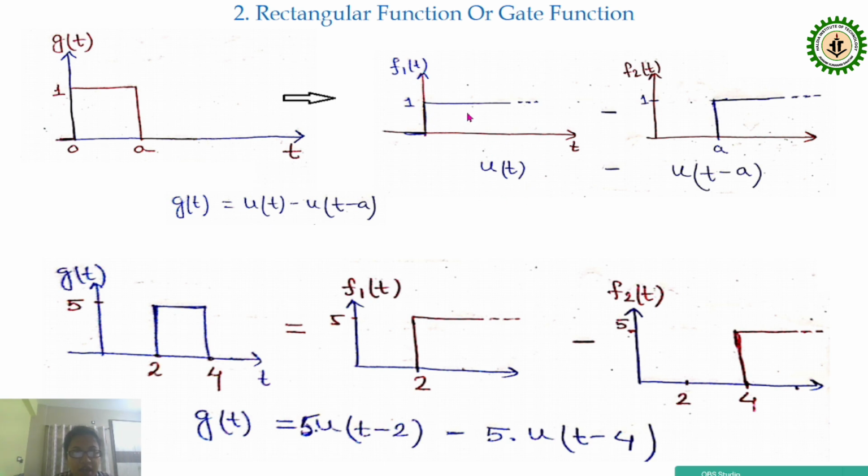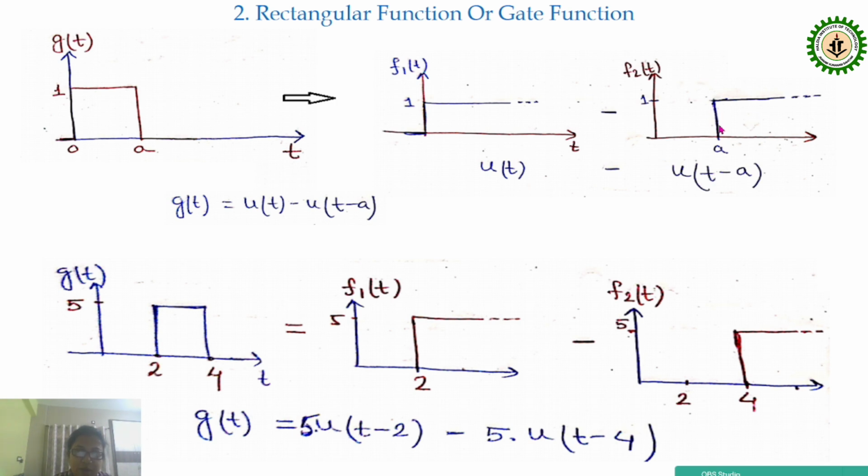But we have to restrict this function at t equals a. How can we restrict this? We can consider another term to discard, to subtract. So write a minus sign. Minus means we are subtracting the extra part. And then we start another step signal, a shifted step signal, which will start at t equals a.